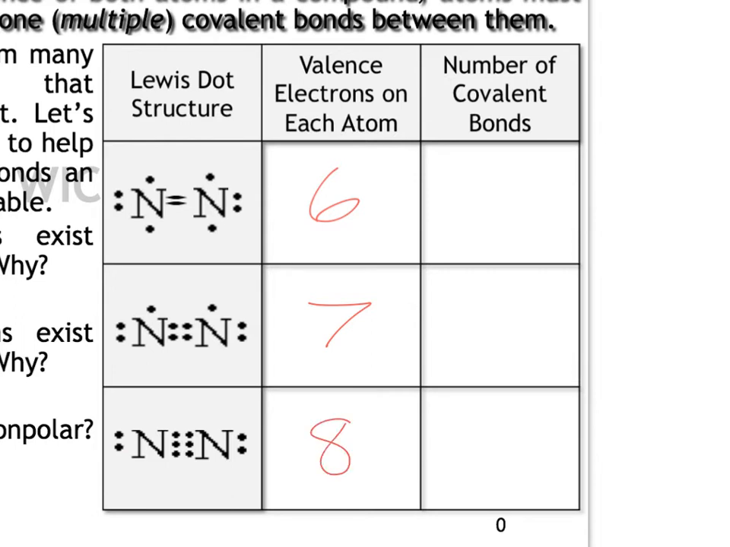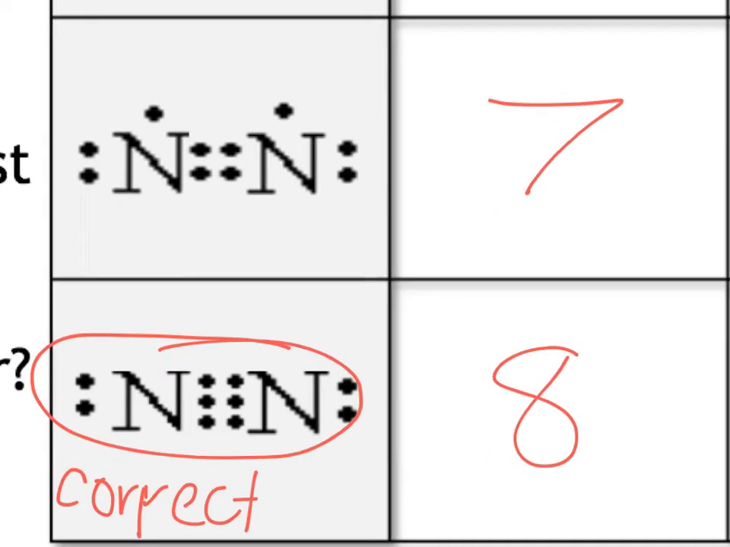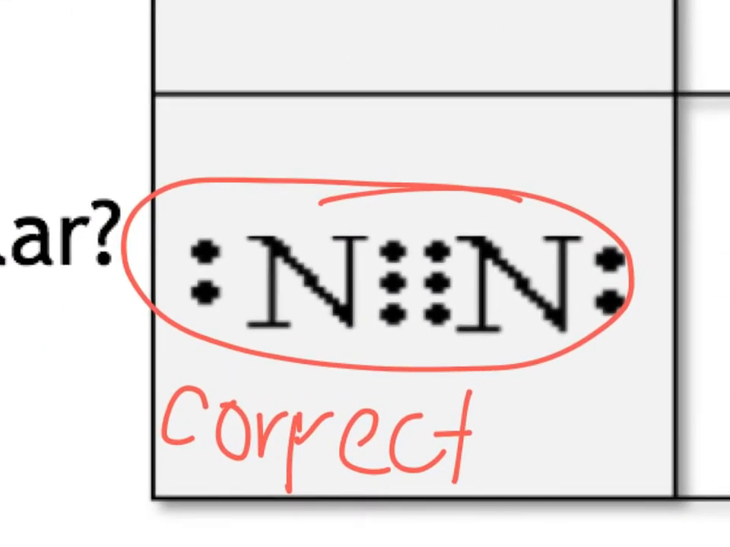So I know now that this is the correct structure for the molecule of nitrogen. And when you count the number of covalent bonds here, I'm going to zoom in again because this is super important. The covalent bond is two electrons together. So I have one bond here, there's my second bond, and there's my third bond. So 1, 2, 3.